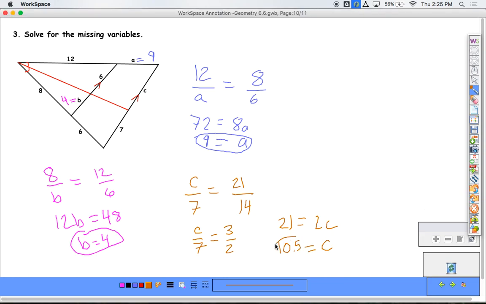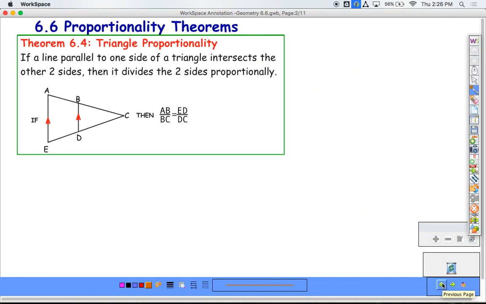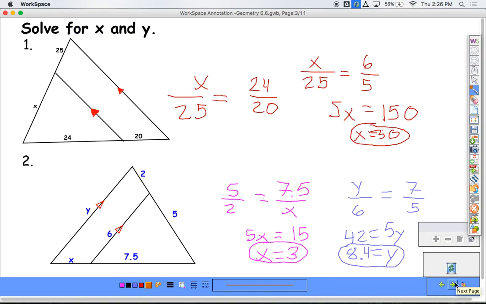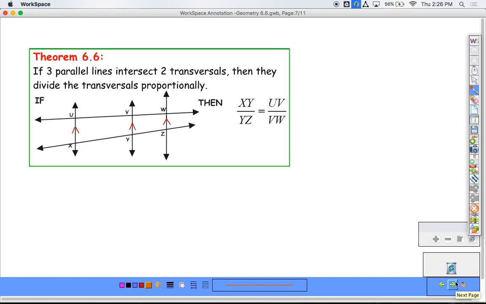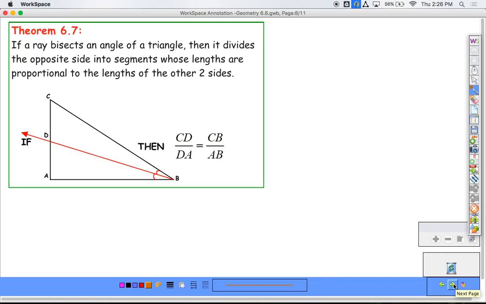There we go. So found A, B, and C. We used a couple different theorems. A lot of theorems in this chapter, or this section, I should say. So we started out on that one with this one. Didn't quite use this one because we weren't showing lines are parallel. This one, we only had two parallel lines, so we didn't use that one on that final problem. But we did use this one.